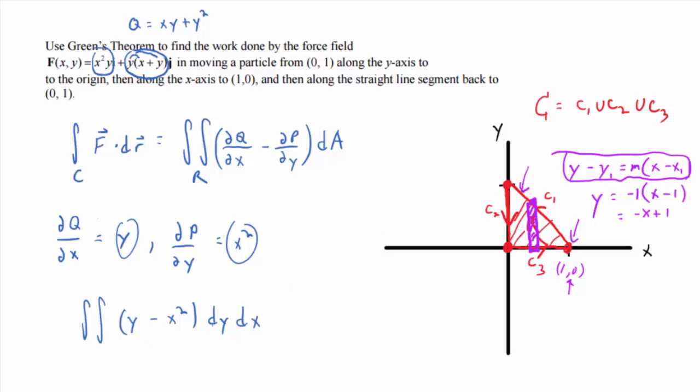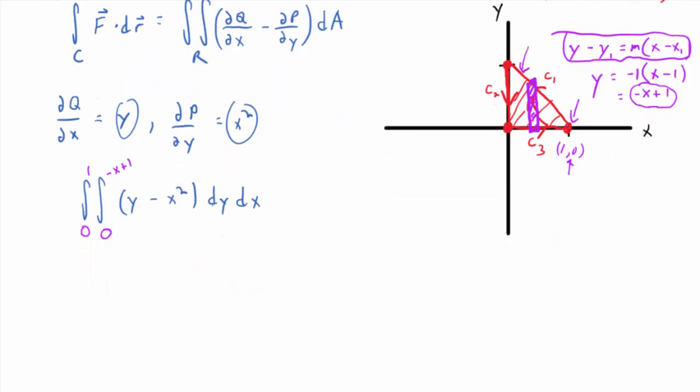Okay, so then the top of this rectangle is given by negative x plus 1. That's your upper inner limit of integration, or 1 minus x would be a nice way to write it too. And then what's the bottom of the rectangle given by? 0. And then what does x run from for the outer limits? 0 to 1. All right, let's integrate.